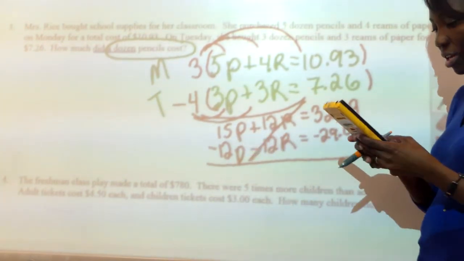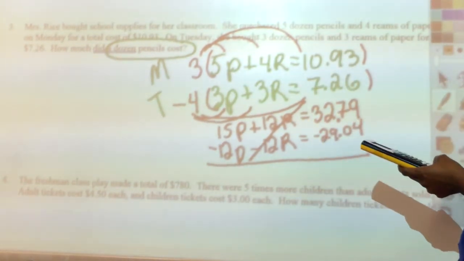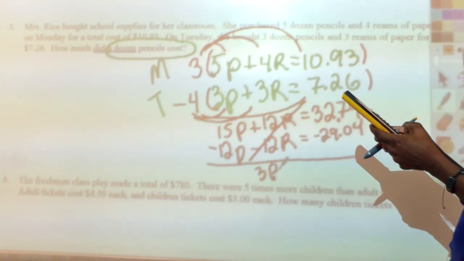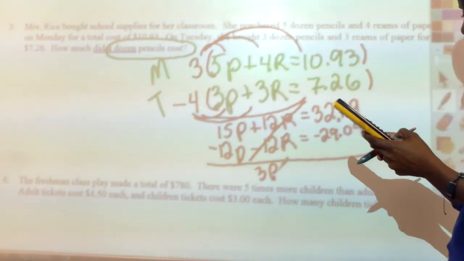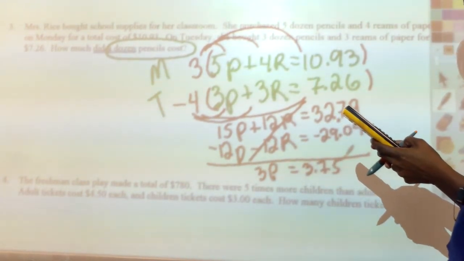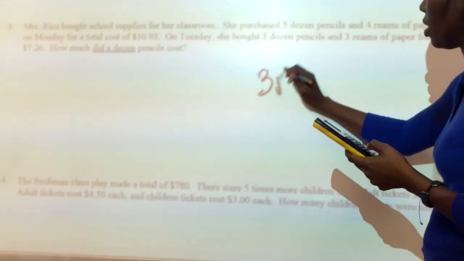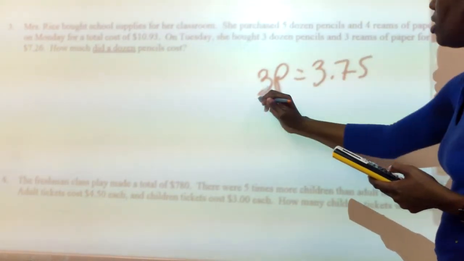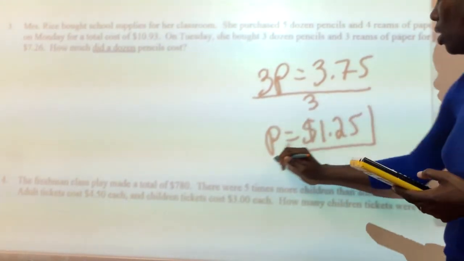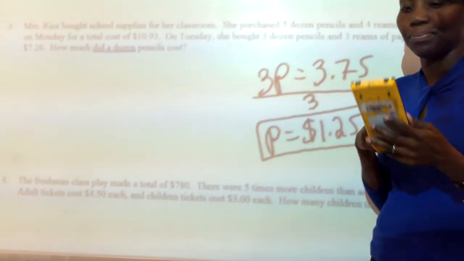And so now I can combine everything else. 15 minus 12 is going to be 3p, and I'll rewrite it in a second. And then 32.79 minus 29.04 equals 3.75. So I just had 3p equals 3.75. Divide both sides by 3, and a pack of pencils costs $1.25. And we can stop there because it only asks us for pencils, so we don't have to substitute it back in and find the reams of paper.